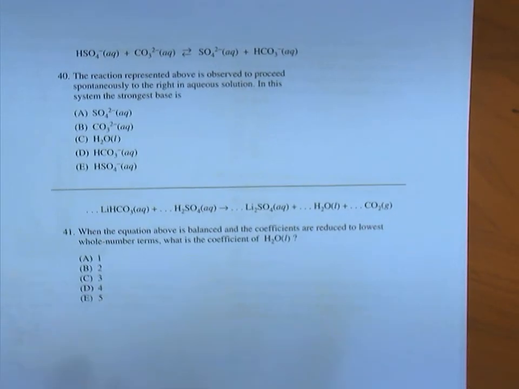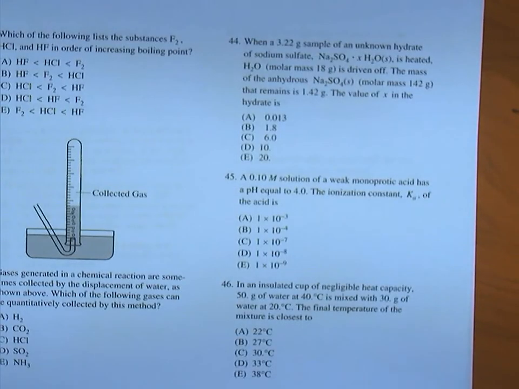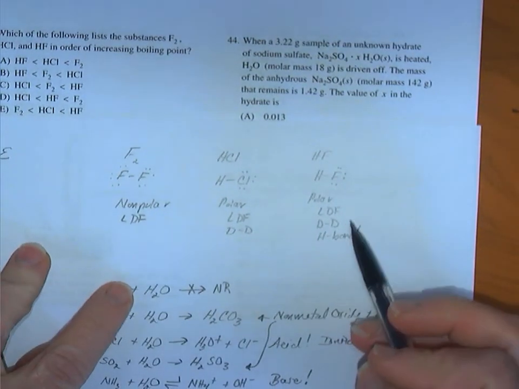And choice B. All right, continuing onward. 42 deals with the forces that will be holding fluorine, HCl, and HF together. The greater the intermolecular forces, the greater the boiling point.